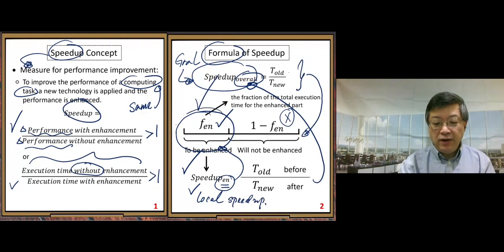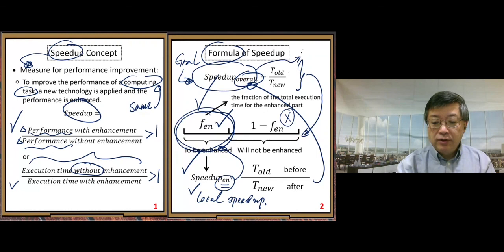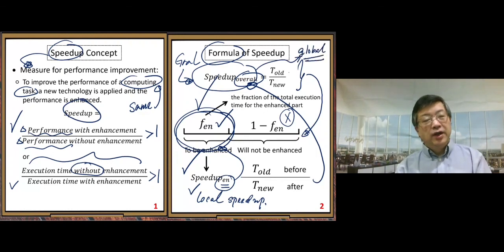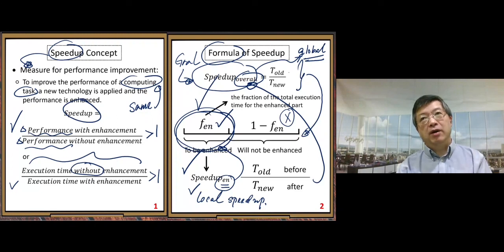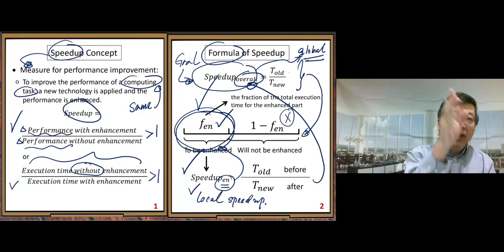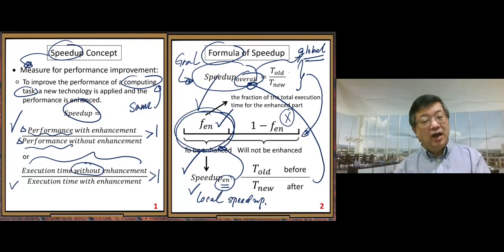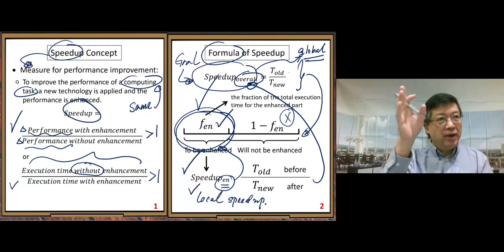Because it is only the local part, not global. So this is the global speed up. We need to know the local speed up and the fraction for the enhanced part. Then we need a formula to calculate the global speed up. That's what we are going to do in our next video, C.3. All right. So let me stop here.